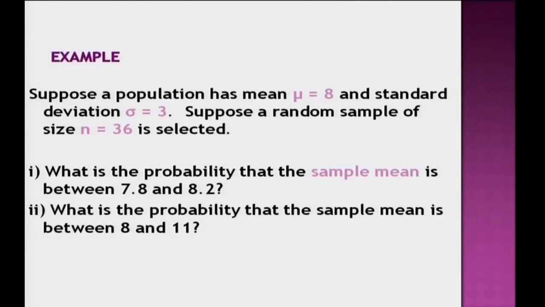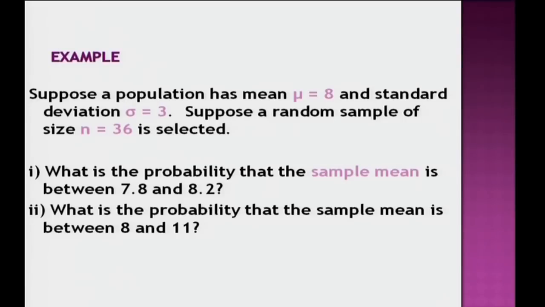An example here: suppose a population has mean 8 and standard deviation 3. Suppose a random sample of 36 is selected. So, our random sample is 36, it means n is greater than 30, mu and sigma are given. What is the probability that the sample mean is between 7.8 and 8.2? Here we have to calculate the probability of the sample mean between 7.8 and 8.2.